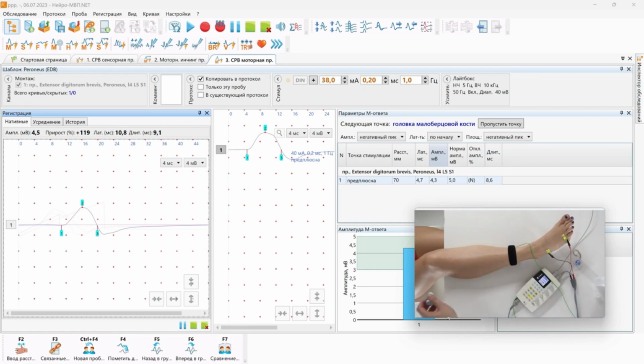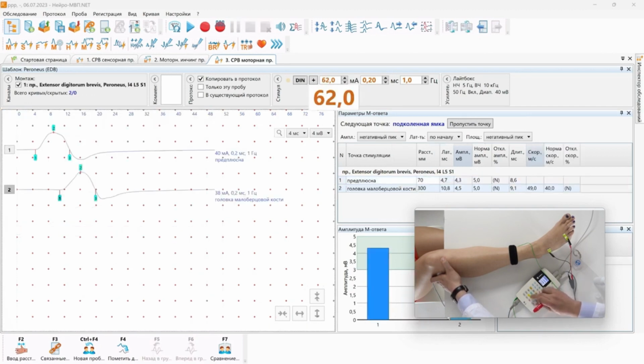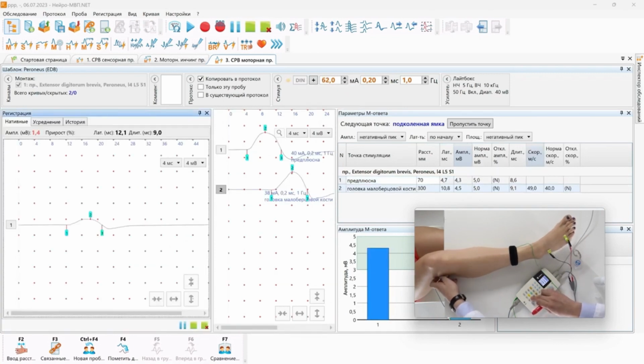Next, we go a little lower, closer to the popliteal fossa, and conduct stimulation directly along the path of the peroneal nerve. Since the nerve is located deeper here, I will increase the current strength. I will save this response. Increase the current strength and conduct another stimulation. And I didn't quite hit the nerve, so I got a somewhat low amplitude of 1.4 millivolts.